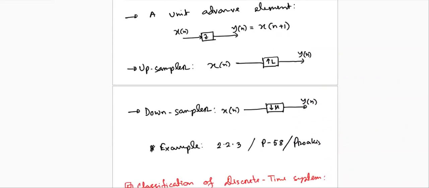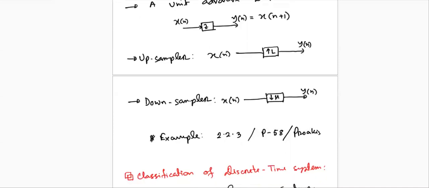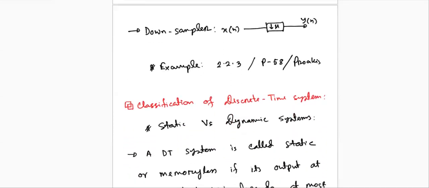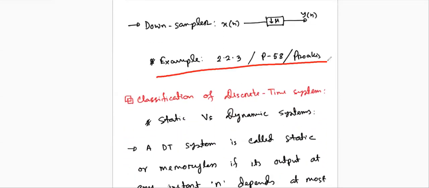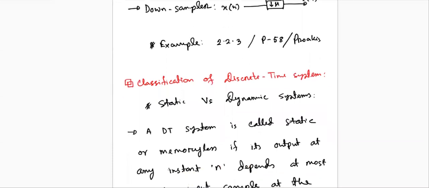An upsampler can be represented like this, and a downsampler is represented by this symbol. In your circuit or in your system, if you need this, you can write it with these sequences. So examples are given in section 2.2.3. Please go through that with the book of Proakis. It will be helpful, inshallah.